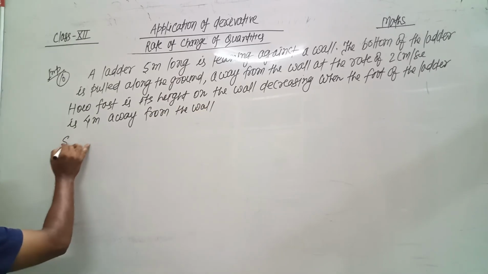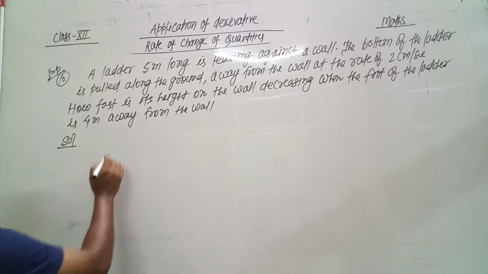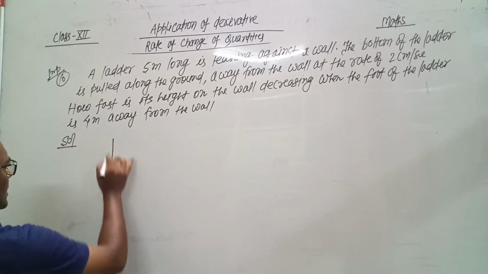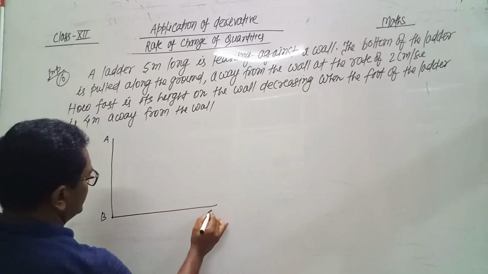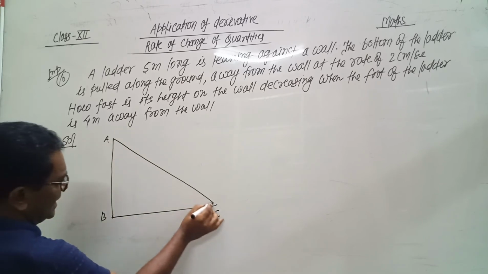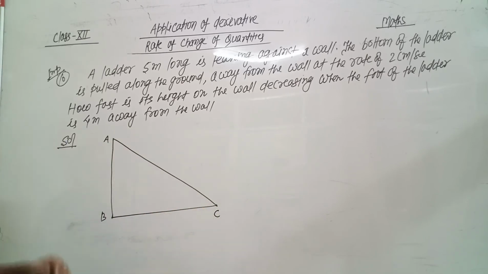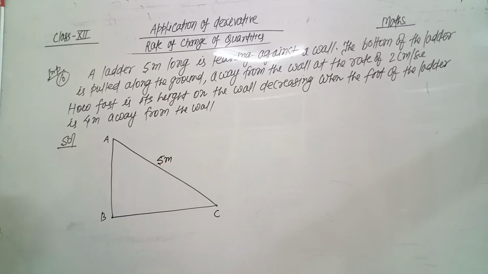So firstly, we will have to draw the diagram. A ladder 5 meter long is leaning against a wall. So suppose AB is the wall, BC is the ground, and AC is the ladder. The length of the ladder AC is given as 5 meter.